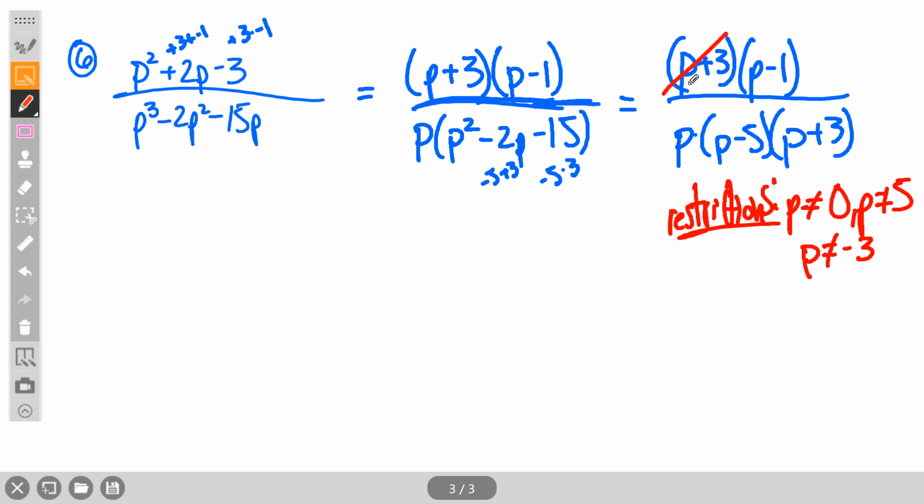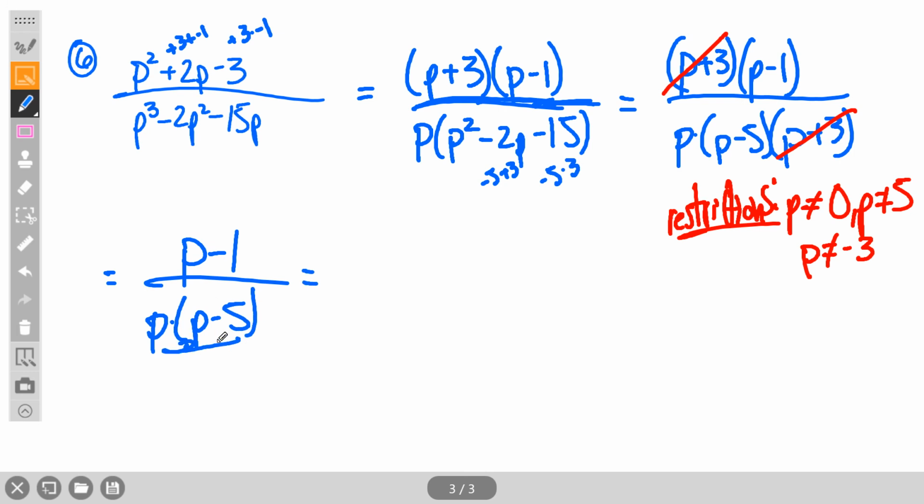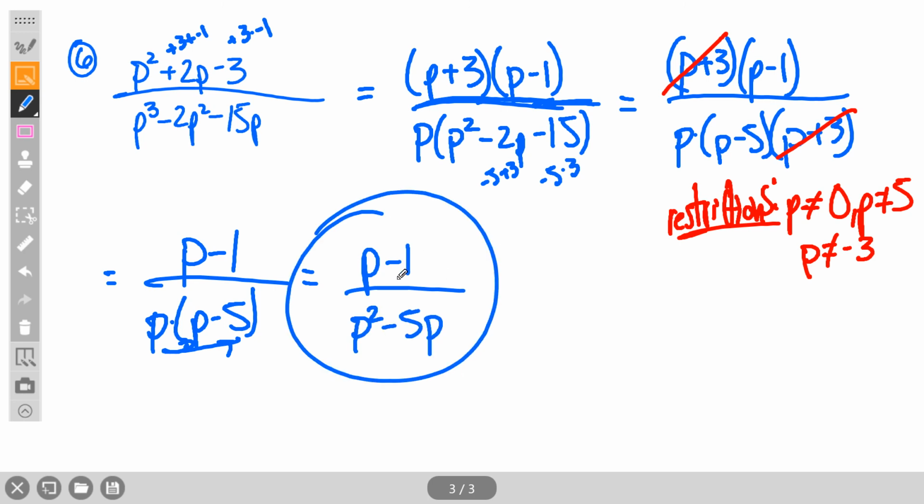Okay, so the only thing that cancels here is the p plus 3. So in the numerator, I have p minus 1. In the denominator, I have p times p minus 5. Okay, I do want to distribute. So I got p minus 1 over p squared minus 5p, and that would be my simplified expression. These are the restrictions. Any of these values will make this undefined.